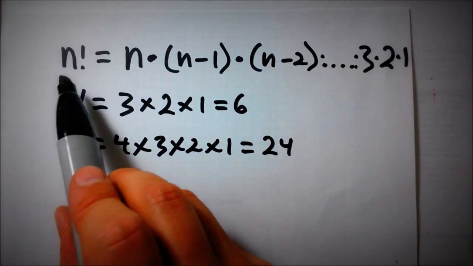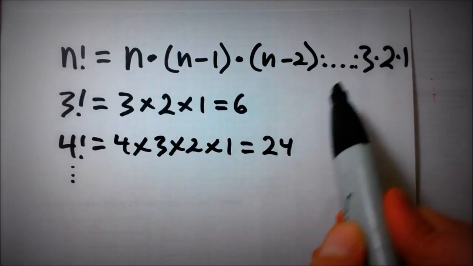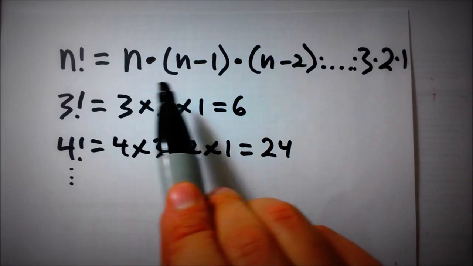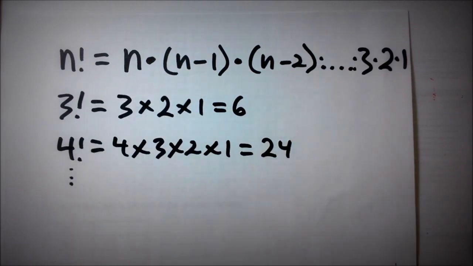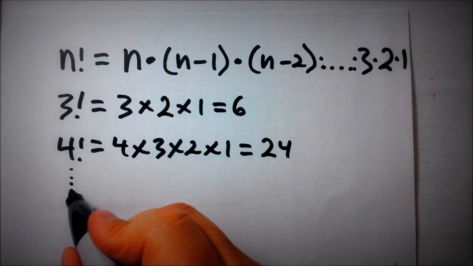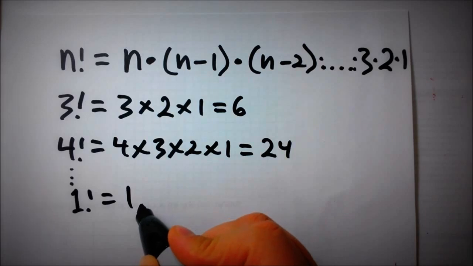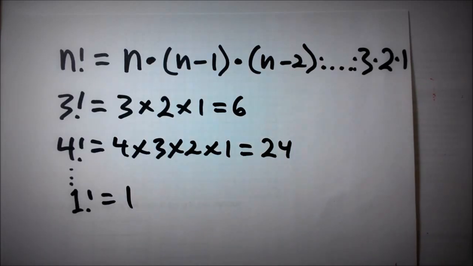And eventually you can generalize that n factorial is equal to that. That would always be the case for n factorial. And of course 1 factorial is equal to 1, and 0 factorial will be equal to 1. So 0 factorial is also equal to 1. Okay, let's continue on with our example.